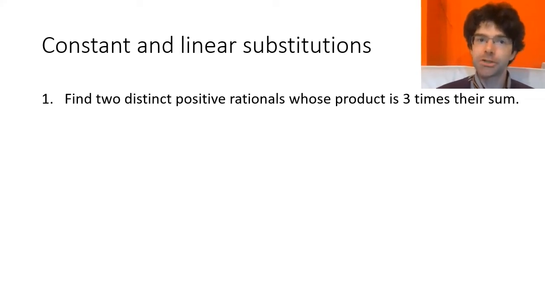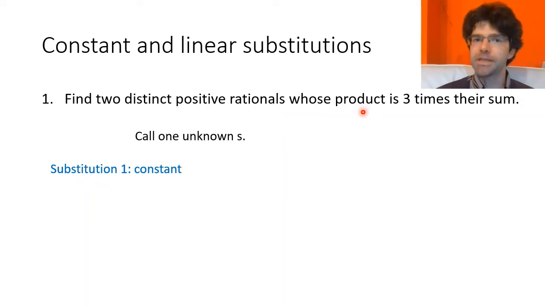Find two distinct positive rationals whose product is 3 times their sum. Well, suppose we make one of the unknowns s. Now we're just going to think through the effectiveness of a couple of possible substitutions for the other unknown, with an eye on whether they produce what I'm going to call helpful form. So first suppose that the other unknown is some kind of constant. Then the product of the two unknowns is going to be that multiple of s, and 3 times the sum will be 3s plus a constant. So all the terms in the resulting equation will be multiples of two neighbouring powers, in this case simply s to the power 0, the constant term, and s to the power 1.